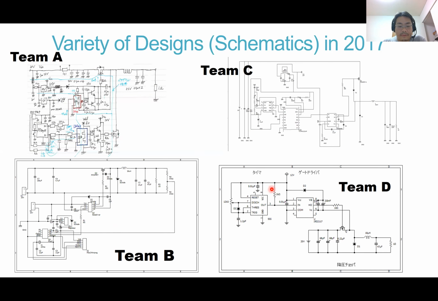It is difficult, of course, to see the details of the design concept in the figure in this short presentation. But you can see that these 4 schematics show great variety, at least in the complexity of the circuit, even under the same requirement specification, with all the teams designing the same circuit, the buck converter.